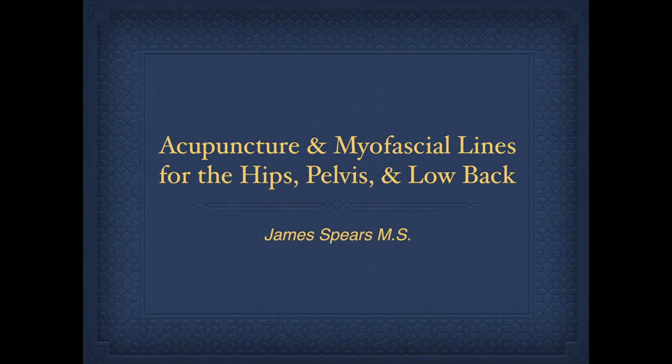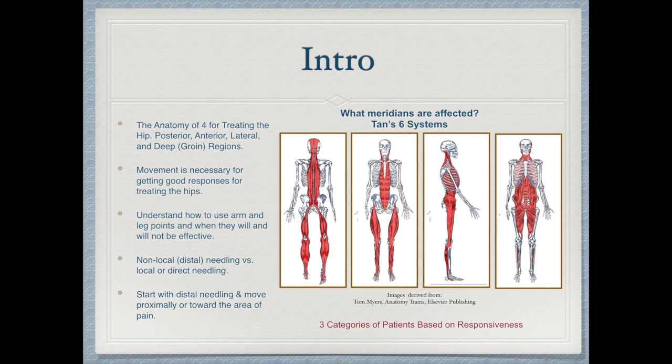This is a presentation on acupuncture and myofascial lines for the hip, pelvis, and low back. Let's get right into the material. And the first point on this intro reads, the anatomy of four for treating the hip.